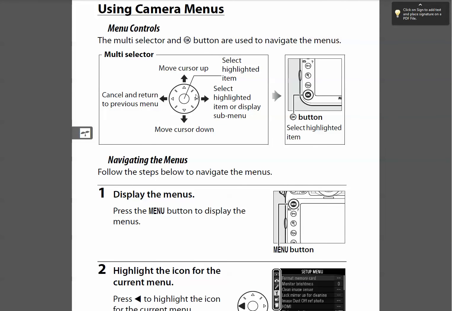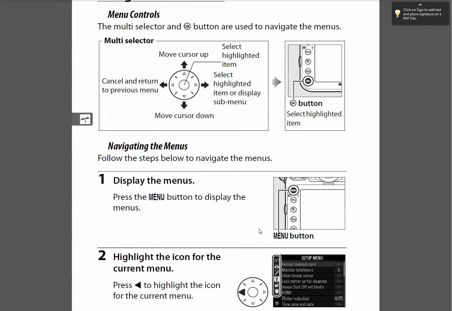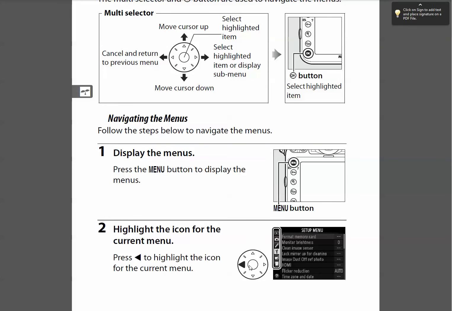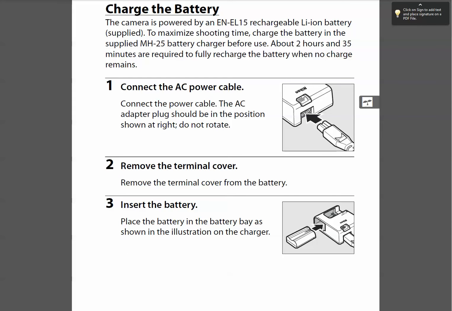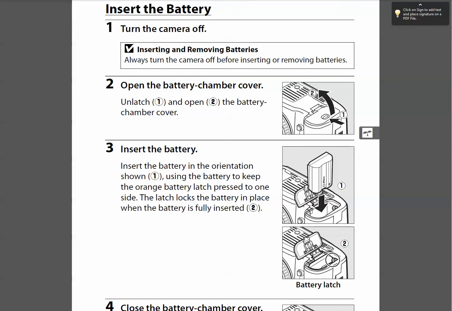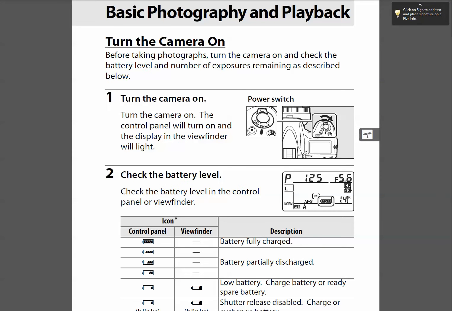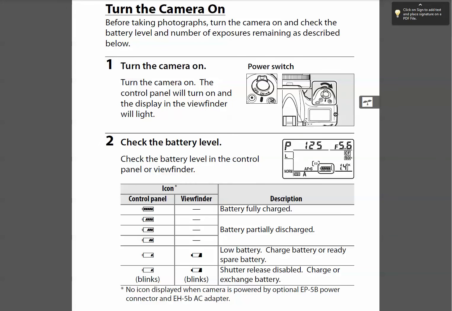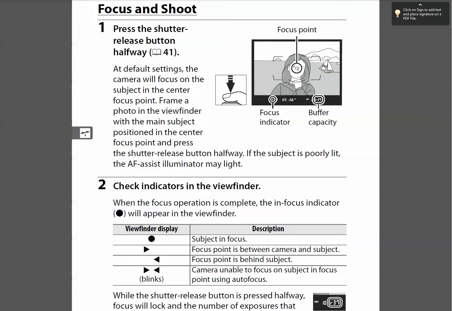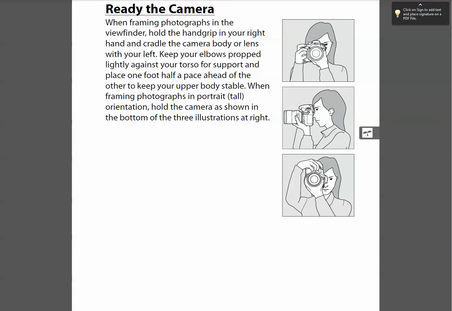Camera menus, it just tells you to turn the wheel up and down, or left and right. Nothing here important. Let's see. Well, when you're in the menu, you turn left, then it allows you to go back to the previous menu. Changing the battery, I assume you know how to do that. Just open the slot and change it. Insert the battery. Okay, basic photography, playback, turn the camera on, ready, focus, shoot. Oh, this, hold it, focus.